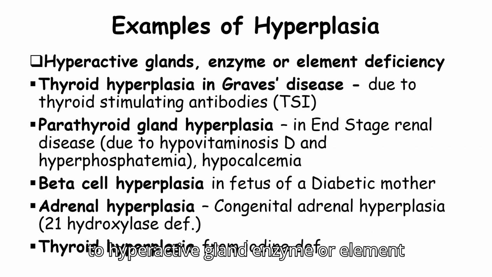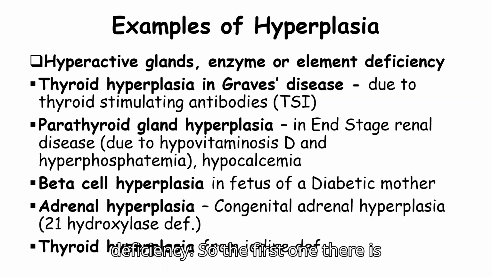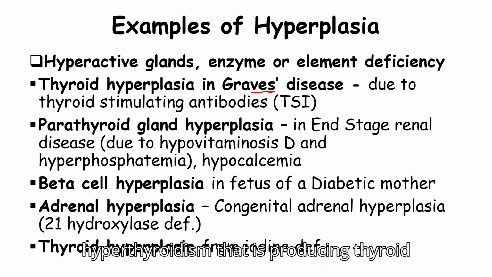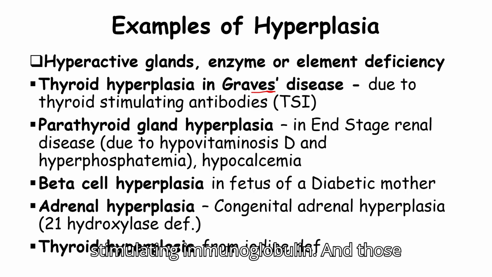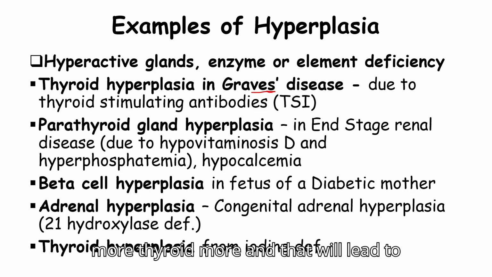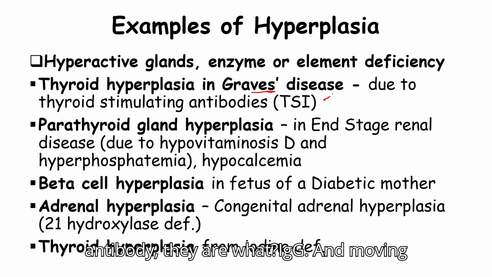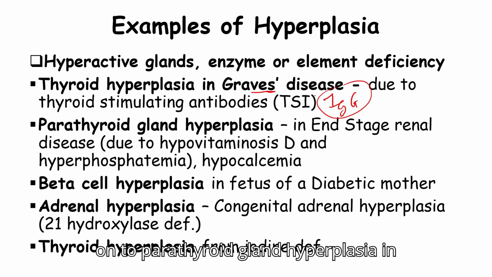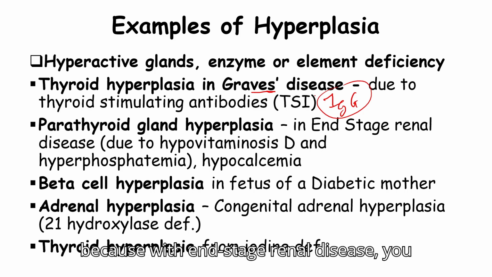Moving on to hyperactive gland, enzyme, or element deficiency. So the first one there is thyroid hyperplasia in the setting of Graves' disease. Graves' disease is an autoimmune disease that causes hyperthyroidism by producing thyroid-stimulating immunoglobulin. And those thyroid-stimulating immunoglobulins stimulate the thyroid gland to make more thyroid hormone, and that could lead to thyroid hyperplasia. And remember, this antibody is what? IgG.